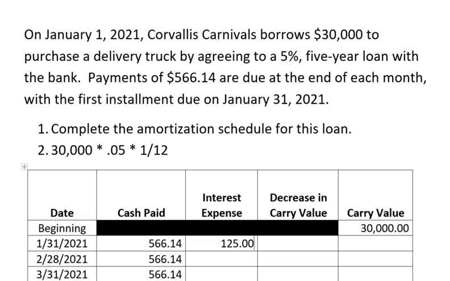Now, we paid $566.14. $125 of it is going to pay interest. So that means when we make this payment, we're going to reduce the debt we owe by $441.14. So how much do we owe after we make this payment? Well, we owed 30,000. We just reduced our debt by $441.14, so that's going to leave us a balance of $29,558.86.